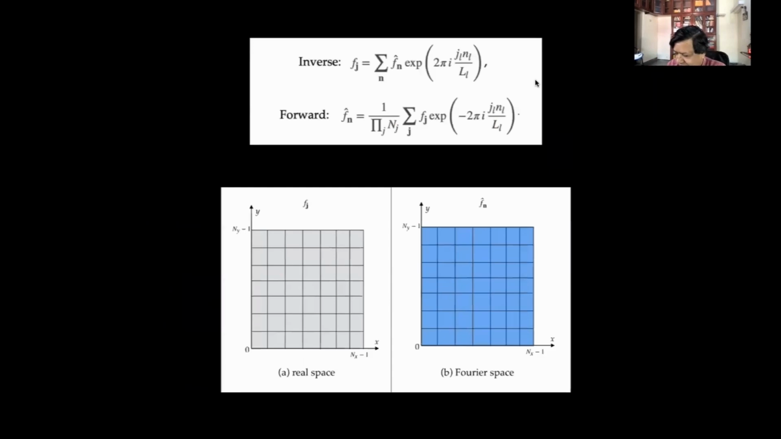Let's look at the diagrammatic representation. We have real space, where indices go from 0 to nx minus 1 along x and 0 to ny minus 1 along y. In Fourier space, of course, this will also go from 0 to nx minus 1 along x and ny minus 1 along y. So this is a discrete Fourier transform. I'm not doing any continuous Fourier transform. The number of points must be the same here and here. When you have real data, again the reality condition for 2 dimensions is this.